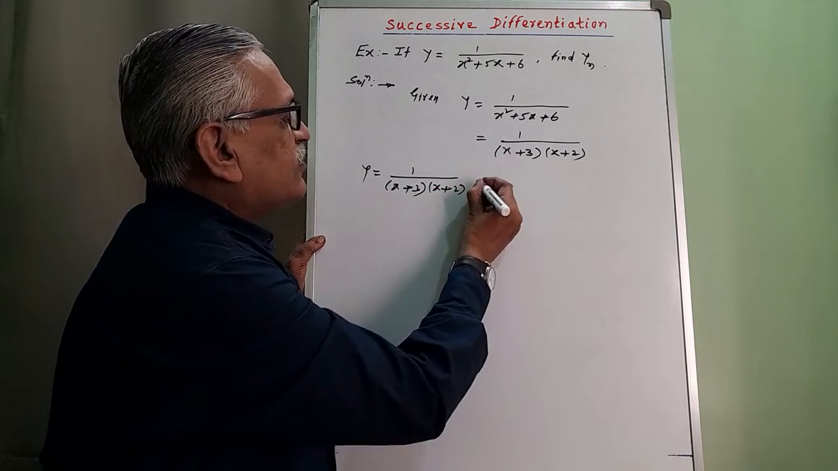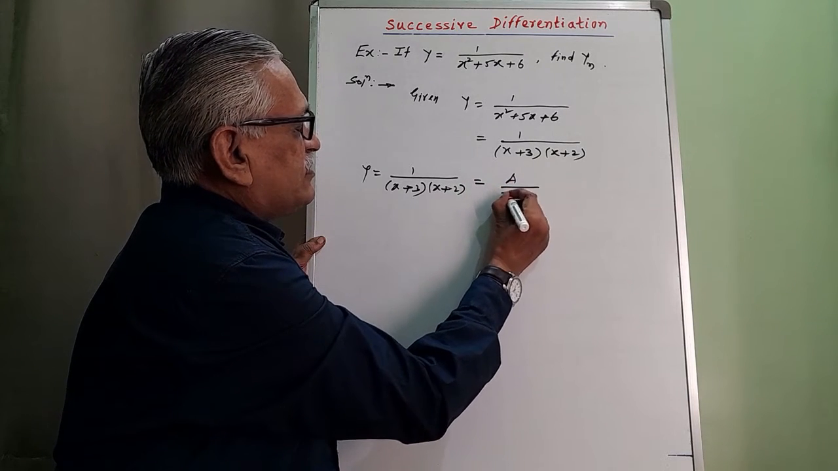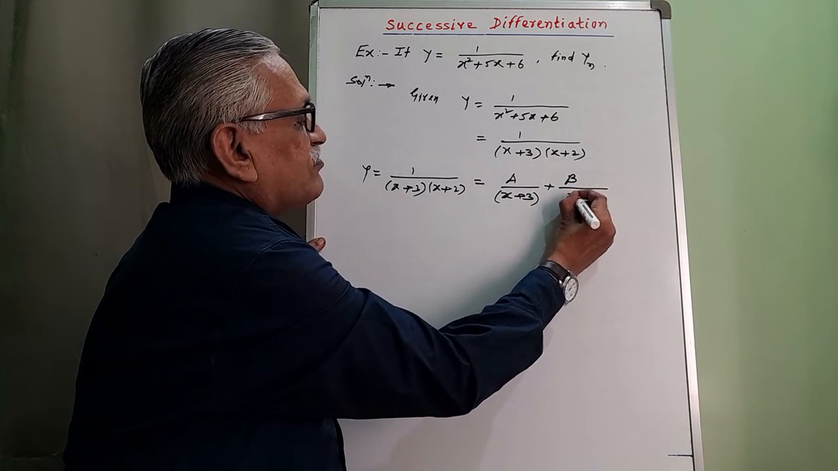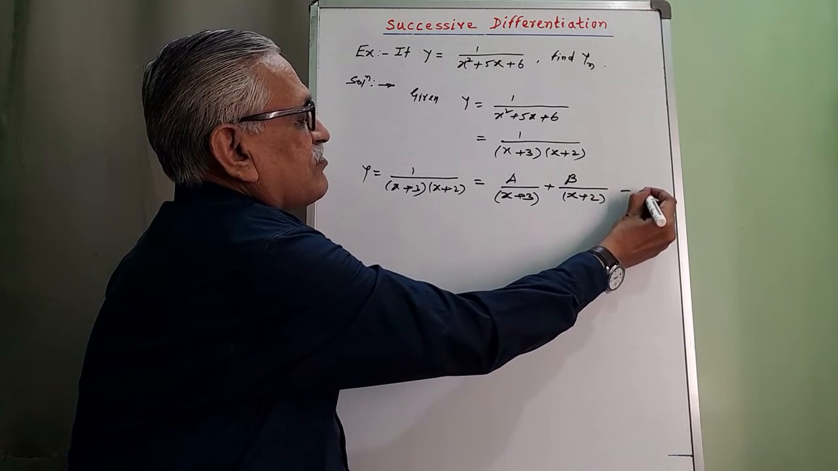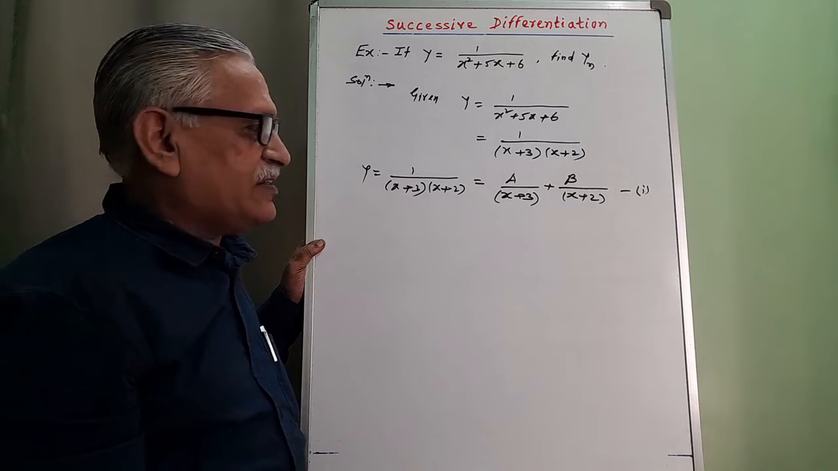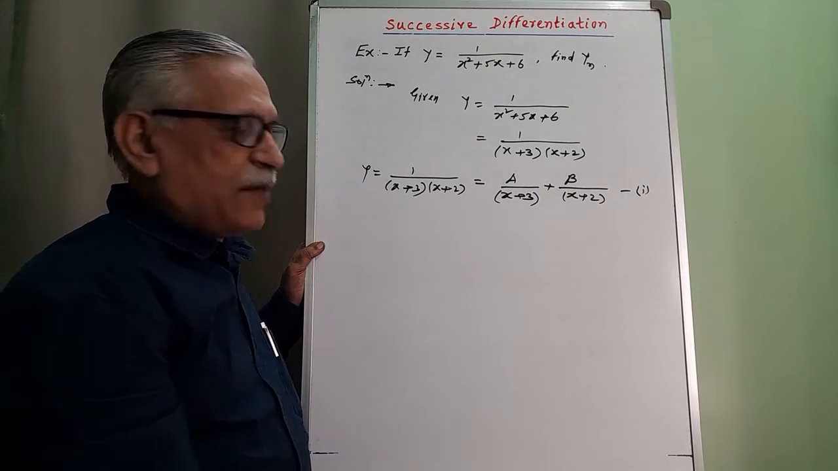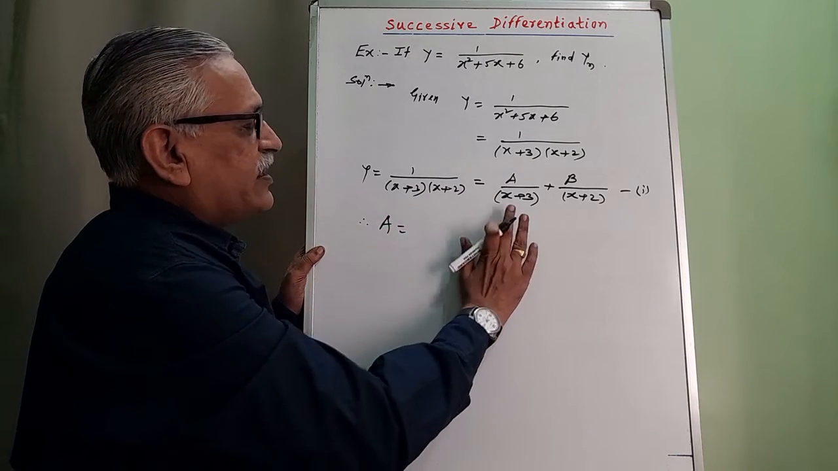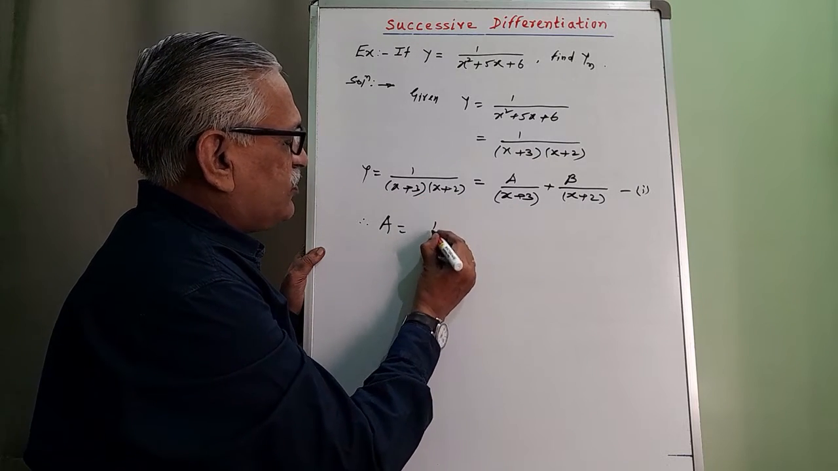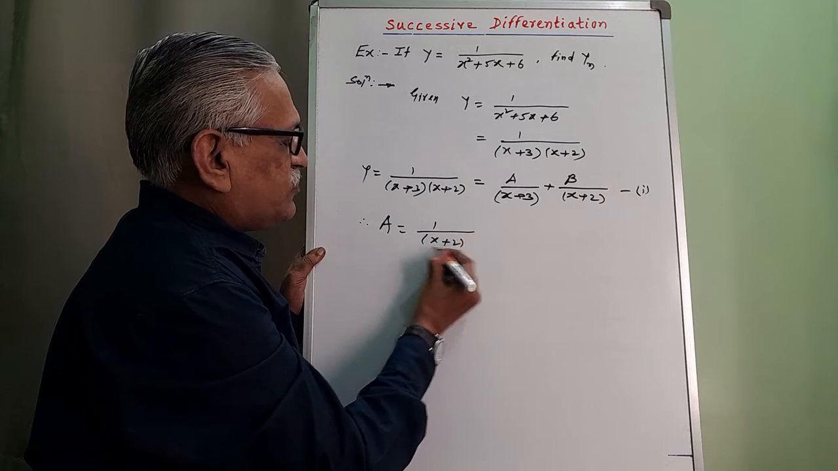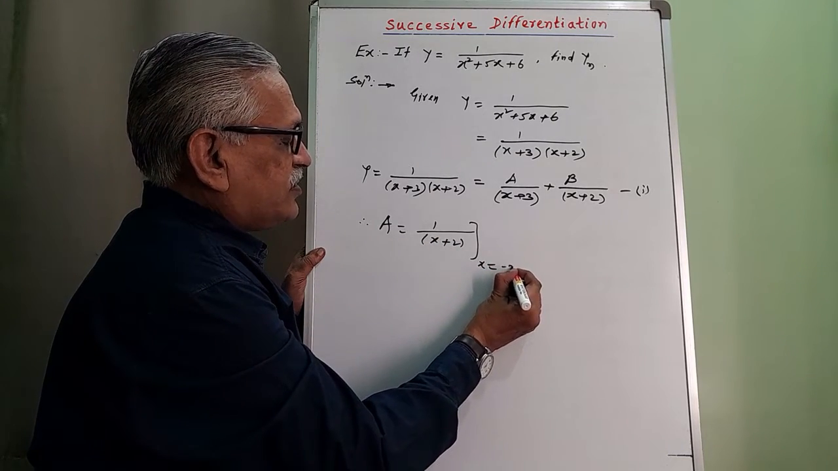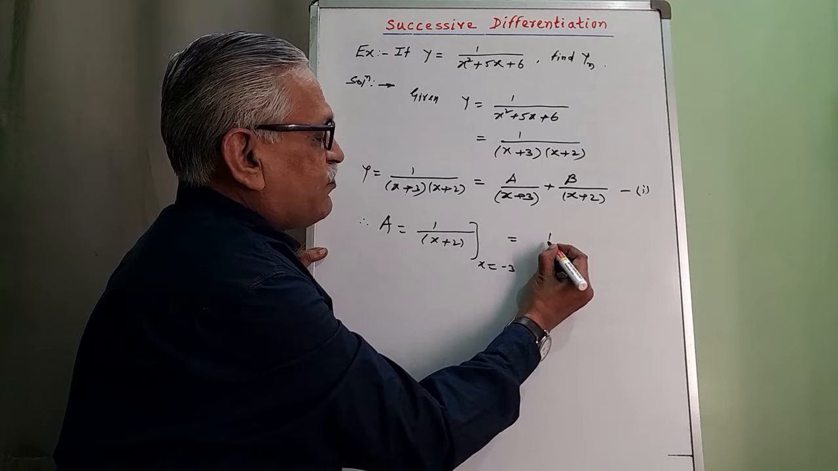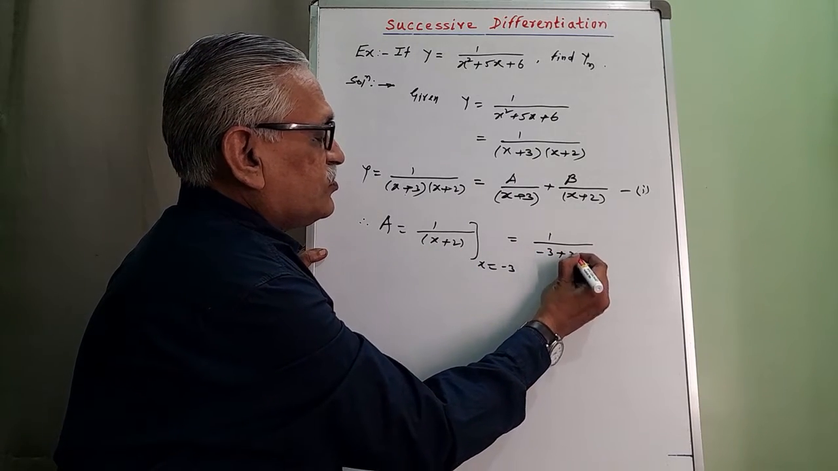Factors are real and different, so making partial fractions, A upon the first factor and B upon the second factor, and then finding the values of capital A and capital B by using the technique of partial fractions. And therefore we get the value of A by neglecting the term x plus 3, we get 1 upon x plus 2 at x is equal to minus 3, equating this term to 0, we get x is equal to minus 3.